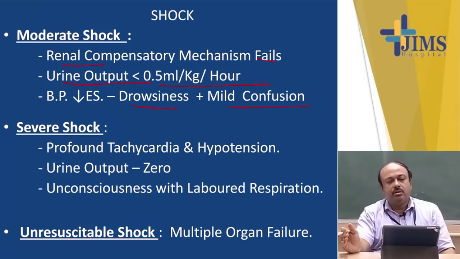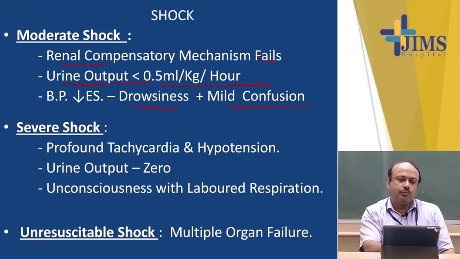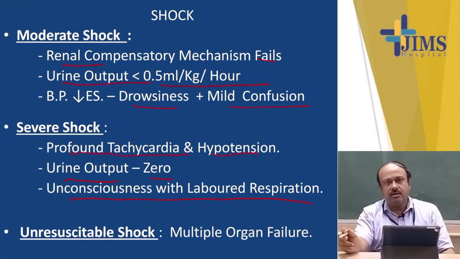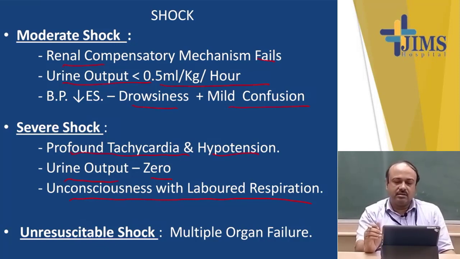Severe shock. In severe shock, we find that there is profound tachycardia and hypotension. The urine output is almost zero, so there is either severe oliguria or anuria, and the patient becomes unconscious with labored respiration. So the cardiovascular system, the renal system and the brain as well as the respiratory system all are compromised.